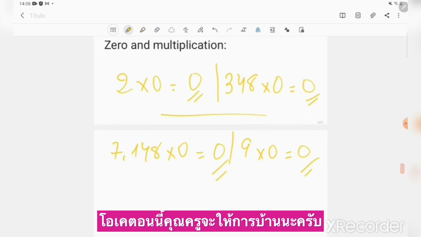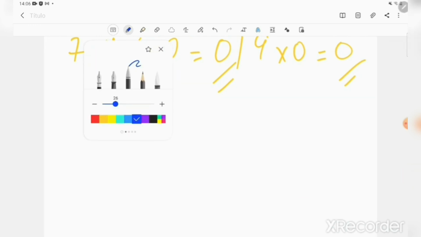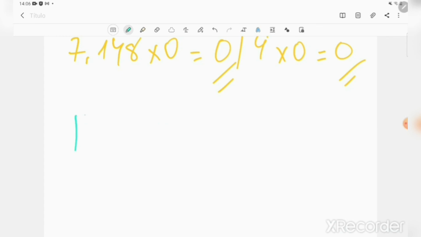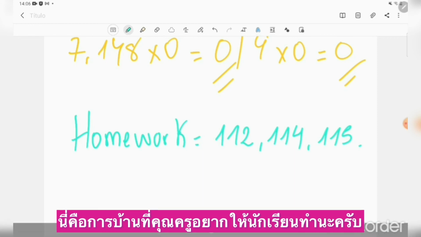So now, homework. Homework for you is page number 112, 114, and 115. This is the homework that I want you to do.